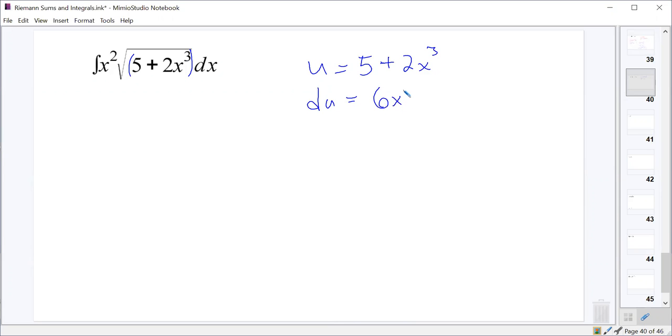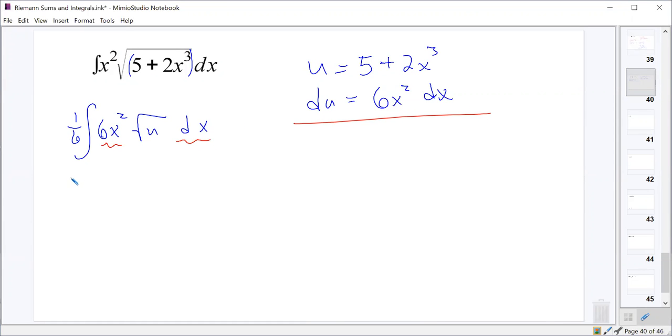6x squared dx. We have an x squared. We just need to turn it into a 6x squared by putting a 1/6 outside and a 6 inside. And then we can take the 6x squared dx and replace it with du. So we end up with 1/6 the integral of u to the 1/2 du. And that becomes 1/6 of 2/3 u to the 3/2 plus our constant.